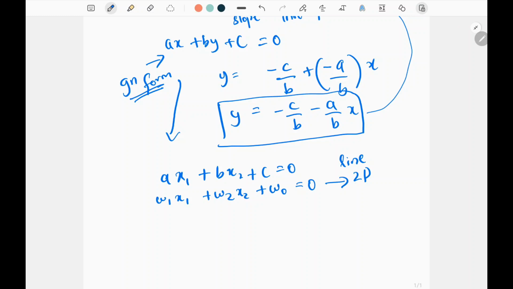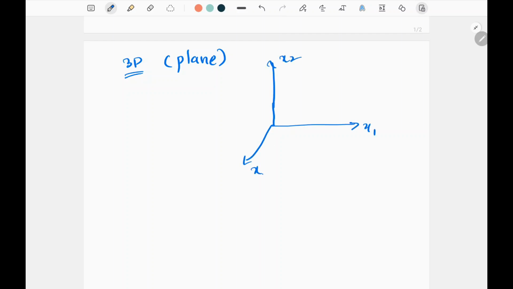Now we are going to extend this 2D representation into 3D space. In 3D, this line is called a plane. How will a plane look? Assume this is x1, x2, and this is x3. A plane will look like this.